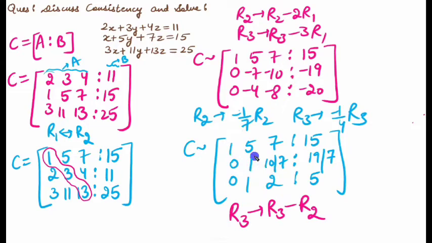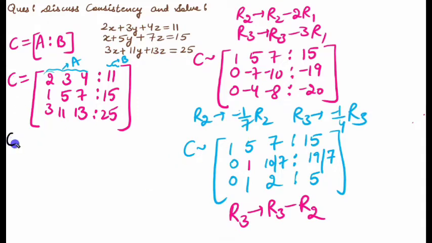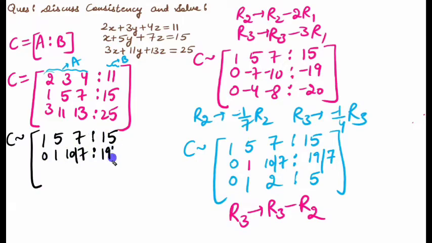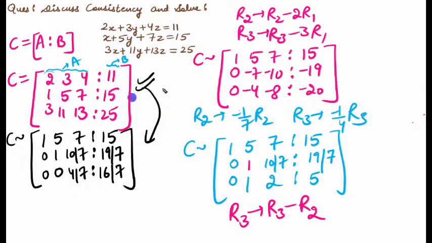So here the calculation got simplified. After applying this type of row operation, the matrix C would look like 1, 5, 7, 15, 0, 1, 10 by 7, 19 by 7, and this would be 0, 0, 4 by 7 and 16 by 7. Now initially the augmented matrix was this. We converted matrix A into upper triangular form, because all the elements below the leading diagonal we made 0. So this means matrix A has reduced to the upper triangular form.